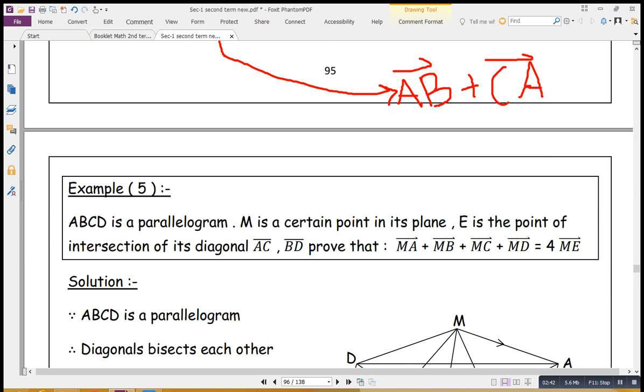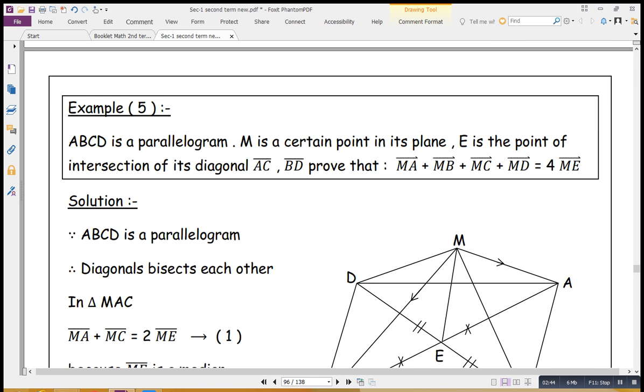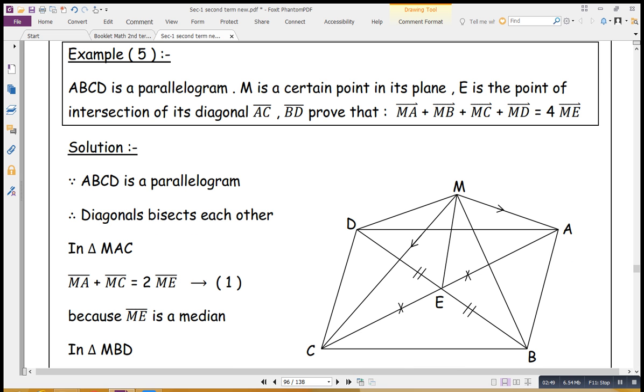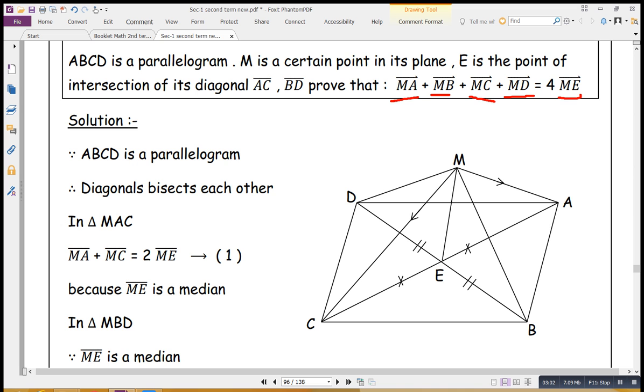Okay, so let's go to example number 5. ABCD is a parallelogram, as we see here. M is a certain point in its plane. E is the point of intersection of its diagonals AC and BD. Prove that MA plus MB plus MC plus MD equals 4ME. So this is the parallelogram that we are talking about. ABCD is a parallelogram, and M is a certain point in its plane.